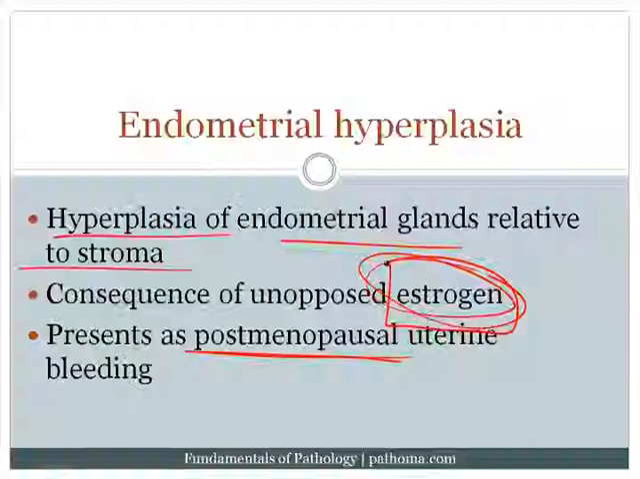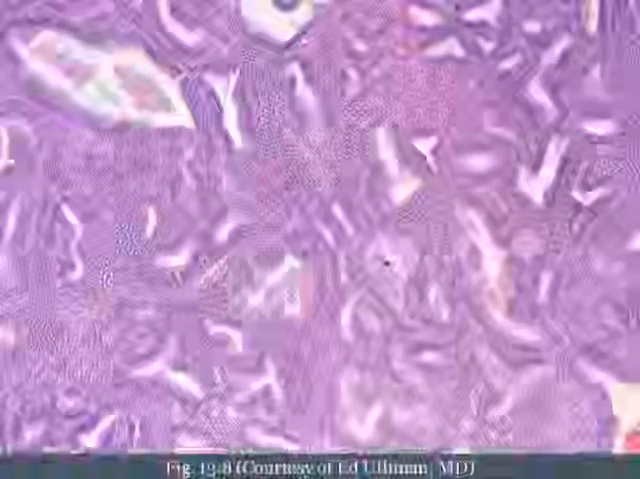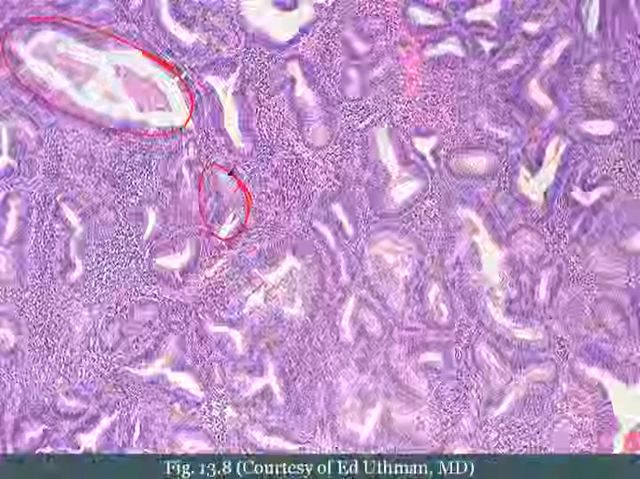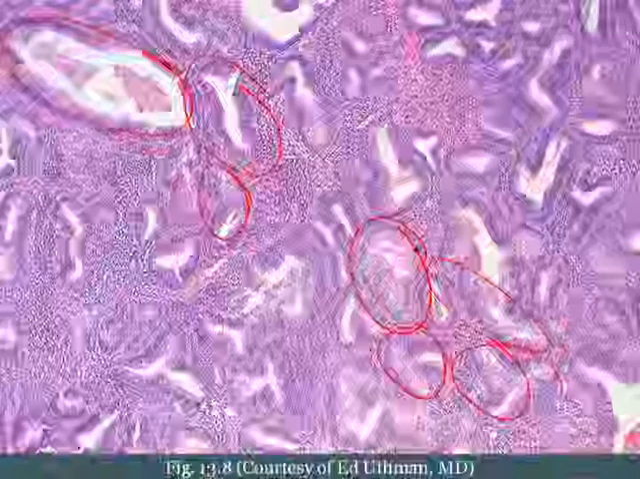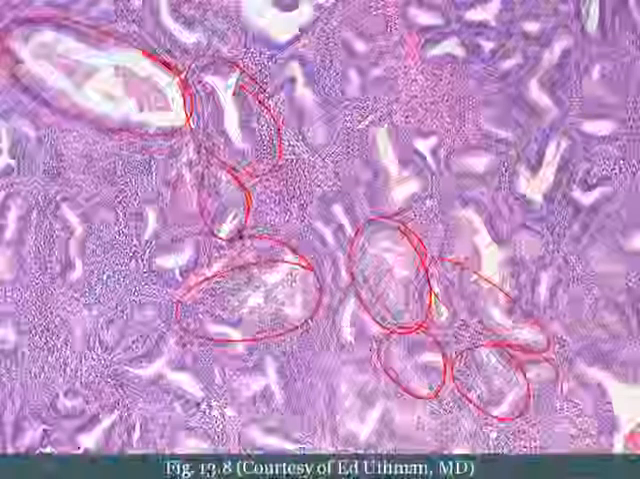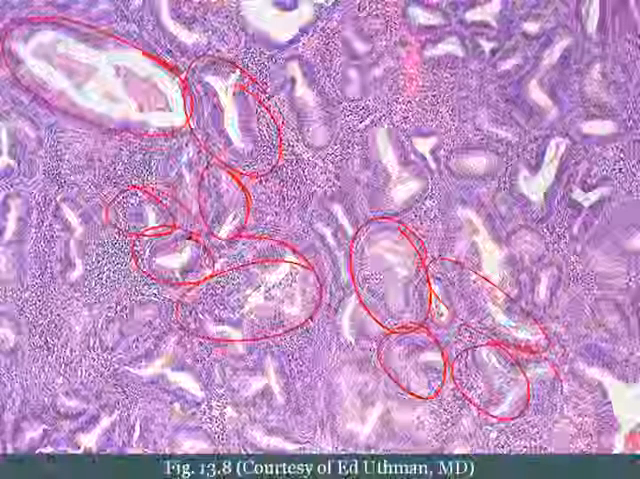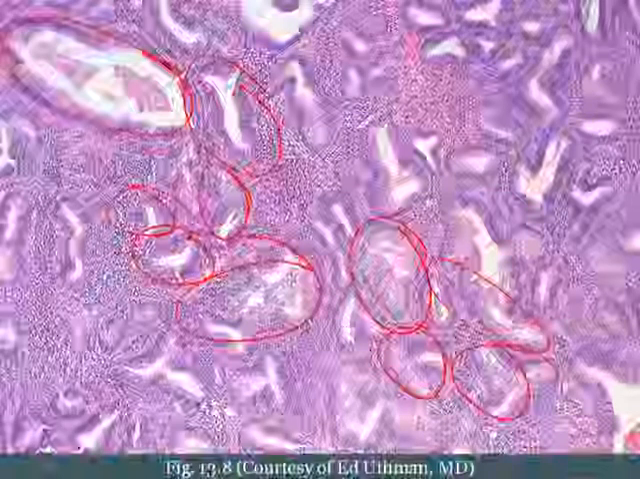Now, how does it present? It presents as postmenopausal uterine bleeding. So as the endometrium begins to grow and grow and grow, it'll eventually bleed, and when it bleeds, that's the way by which the patients present. Here's a classic image of endometrial hyperplasia. So these are all endometrial glands, and normally the endometrial glands should not be so crowded. They should not be on top of each other the way they are here, just sort of back to back to back almost. And so this is an example of endometrial hyperplasia.